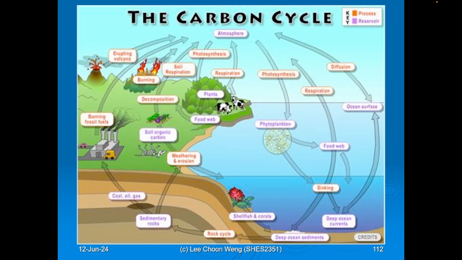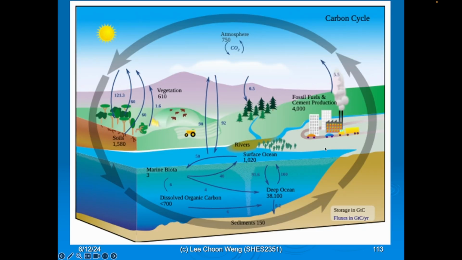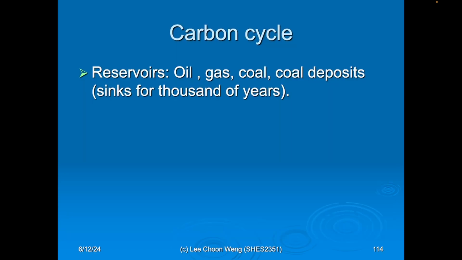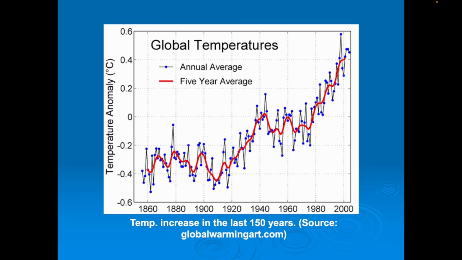And this is another picture showing the carbon cycle, where we have processes in orange and the reservoirs in purple. So this also shows the carbon cycle, where the atmosphere has the CO2 and we have reservoirs in the form of dissolved organic carbon and also sediments. So these reservoirs are important because they can be sinks and reservoirs for carbon for thousands of years. So because of the increasing CO2 in the atmosphere, we have seen a concurrent increase in global temperatures.